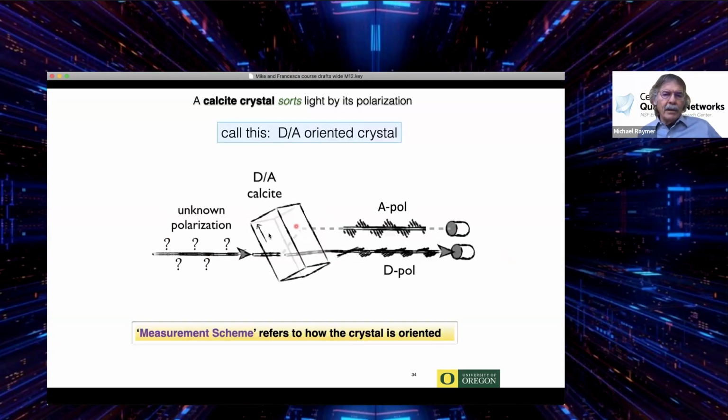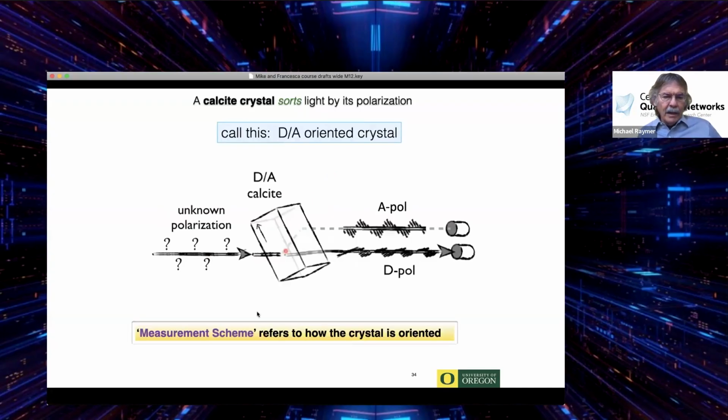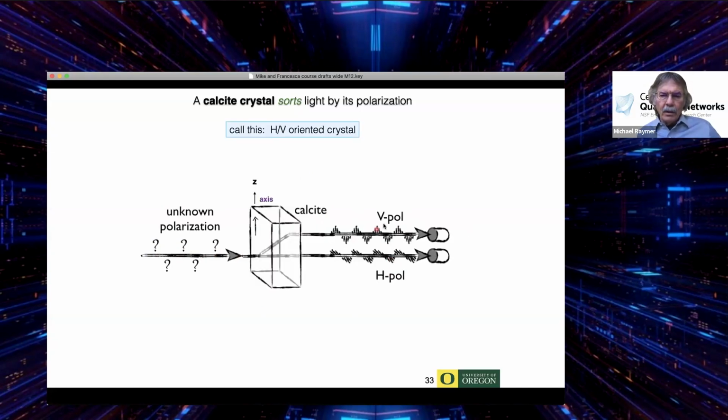Okay. If we rotate the crystal by 45 degrees, we call this a DA-oriented calcite crystal. The first one is called an HV-oriented calcite crystal. The measurement scheme is a word that refers to how the crystal is oriented. And you're the experimenter. You can rotate this crystal and arrange it to any angle that you wish. So if you have sunlight coming in here, or if you have a state of polarization that's not known, you can split it up into these 2 different components, the anti-diagonal and the diagonal, or you can split it into these two components, vertical and horizontal.